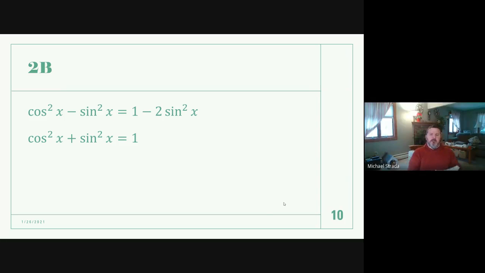Cosine squared x minus sine squared x equals 1 minus 2 sine squared x. In one step, you add 2 sine squared x to both sides. You end up with cosine squared x plus sine squared x equals 1.